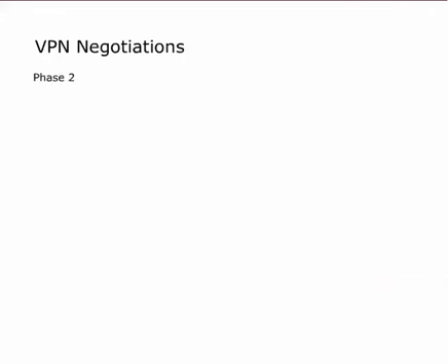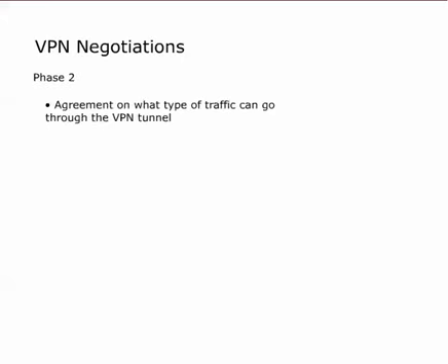In Phase 2 negotiations, the IPsec gateways agree on what type of traffic can go through the VPN tunnel and how to encrypt and authenticate that traffic. This agreement is called the Phase 2 Security Association. When Phase 2 negotiations finish successfully, the branch office VPN tunnel is established and data can flow securely between the two networks. In Policy Manager, you configure Phase 2 settings when you create the branch office VPN tunnel.